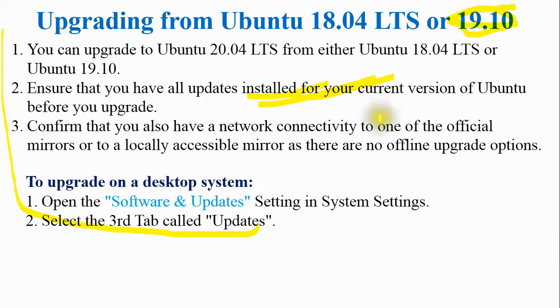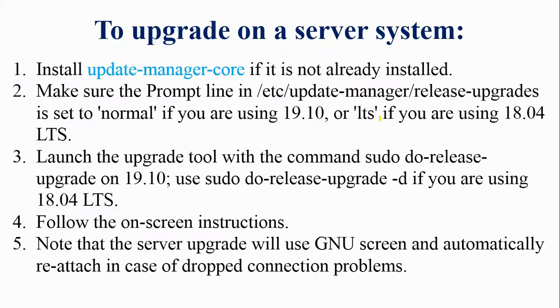Now I will move to the next one. So guys, to upgrade on a server system, if you are using a server, then you will have to use a little bit different procedure here. You will have to install update-manager-core if it is not already installed, and make sure that the prompt line in /etc/update-manager is set. So you will have to deal with a little bit of commands. And launch the upgrade tool with the command line: sudo do-release-upgrade.